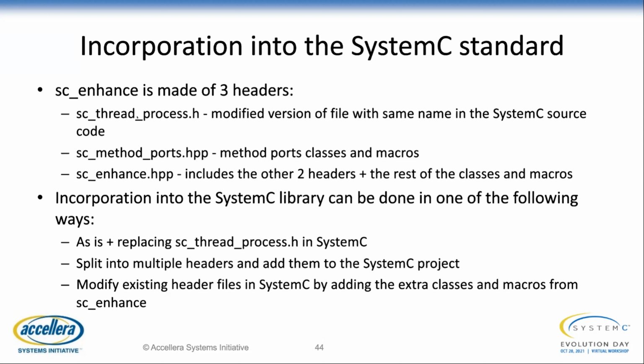This is basically a copy of the file with the same name from the SystemC library, and I had to modify it so that the SC join any object that I've added in SC Enhance can have access to, can be declared as a friend class for the SC thread process class. I noticed it doesn't work if I don't do that, so I had to redefine, re-include this file with some slight modifications.